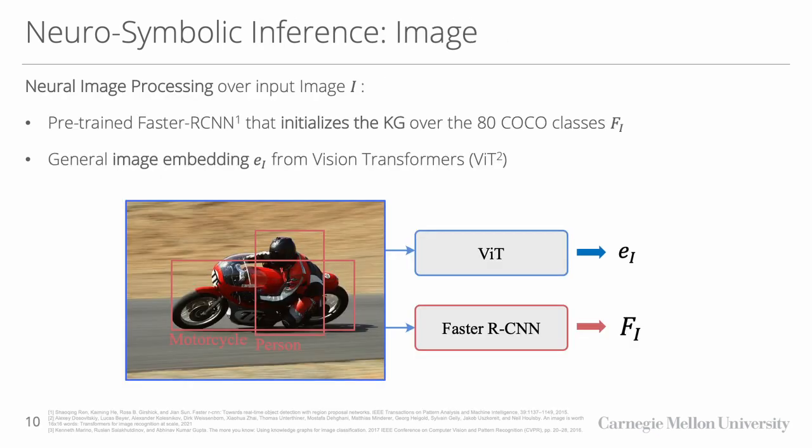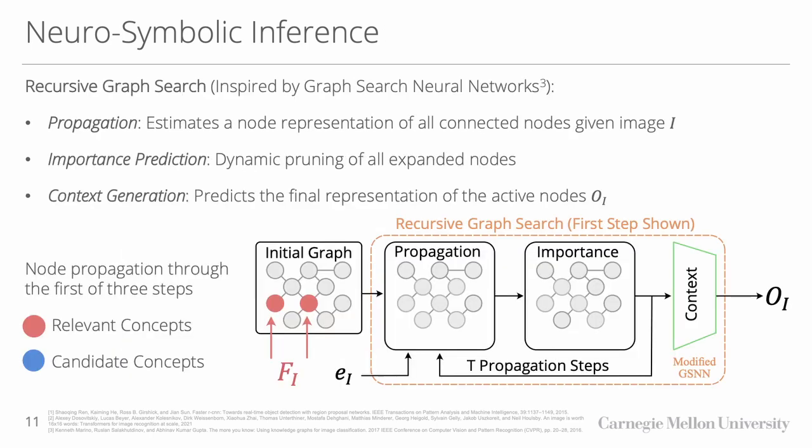Let's look at each of these three components in further detail. First, we employ a pre-trained Faster R-CNN to extract a set of initial object candidates, as well as a global image embedding utilizing ViT. The detected objects and the global image embedding are then used in our three-staged modified graph search approach. First, the detected objects, shown here in red, are used as a starting point in the knowledge graph. We then use these initial concepts in the propagation network to find additional candidate concepts that are directly connected to them. In order to do this, we calculate the latent representations conditioned on the neighborhood and the global image embedding for each of these blue candidate nodes.